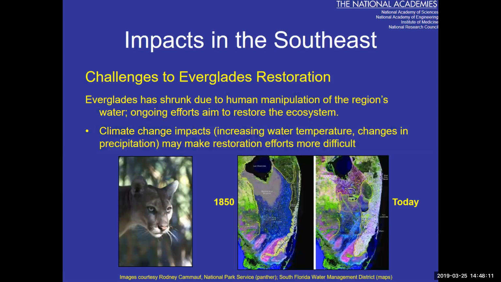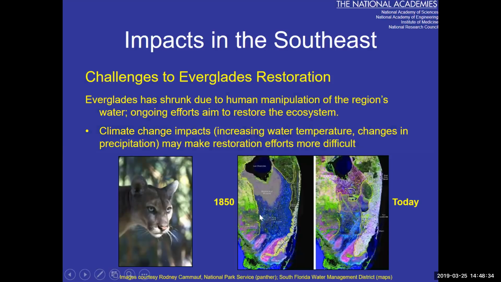In the southeast, we see impacts from climate change on the ocean and related effects on land. Our example here comes from South Florida and the Everglades National Park at the very tip of South Florida. And Miami is over here on the east coast.